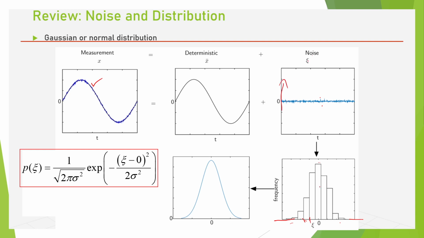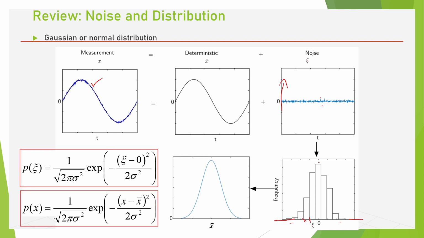Interestingly, most noise takes the form of a bell shape, and it can be modeled by a Gaussian distribution. So this is the Gaussian distribution probability density. This one is density. Okay, probability density.